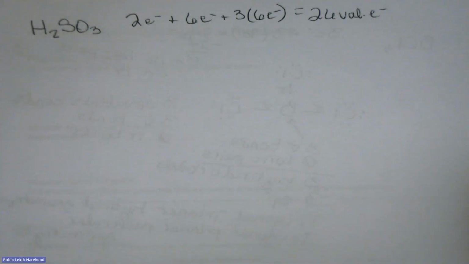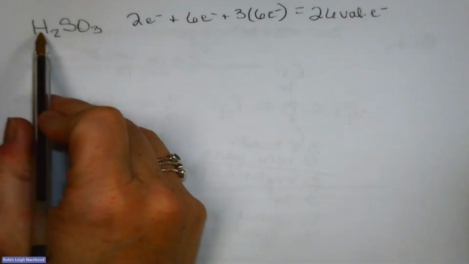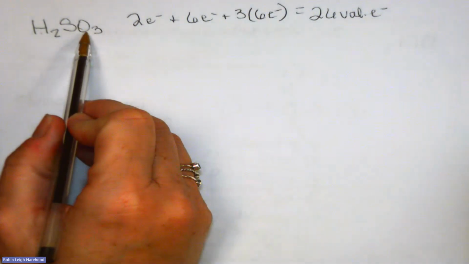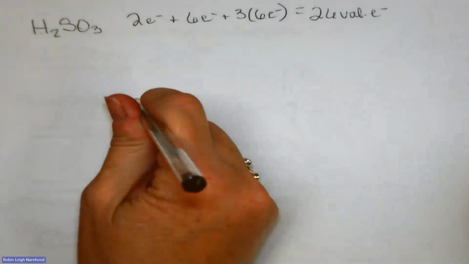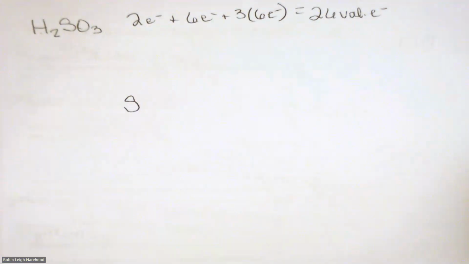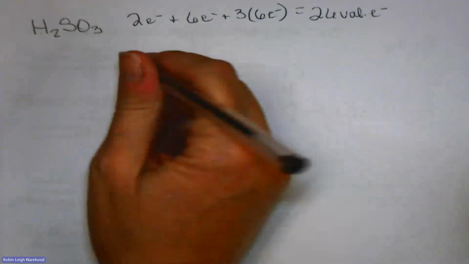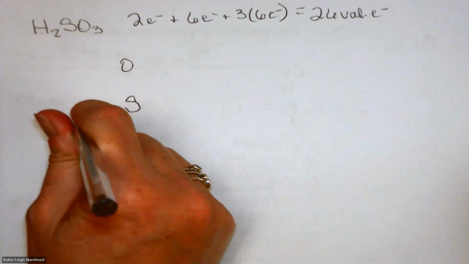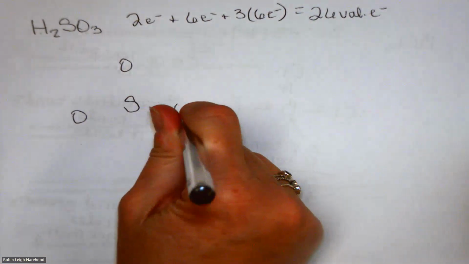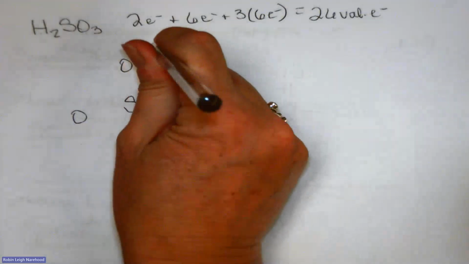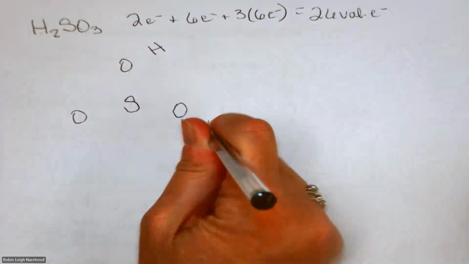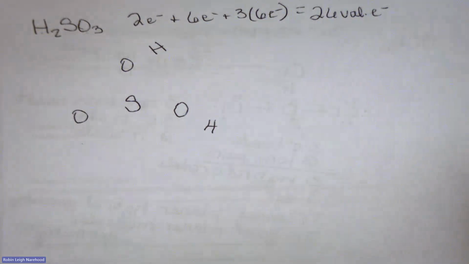And so when it's an oxyacid, when you put the atoms on the paper, the hydrogens are going to be bonded to the oxygens. The oxygens are bonded to the sulfur. And so when you put the atoms out, sulfur would be in the middle of the oxygens. And then the 2 hydrogens would be next to 2 of the oxygens.